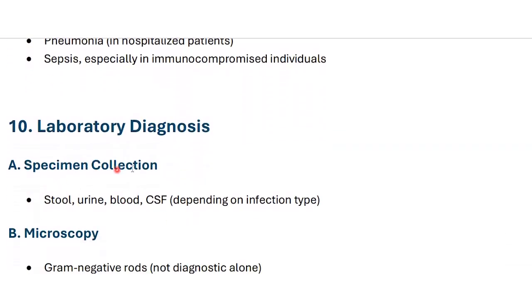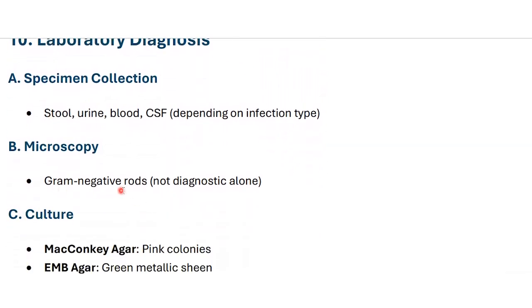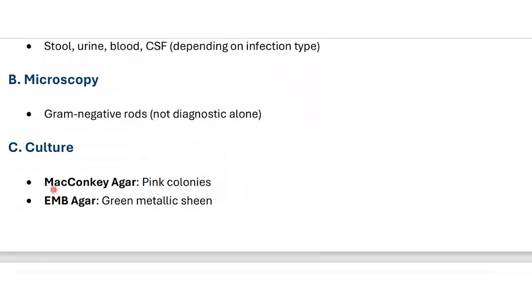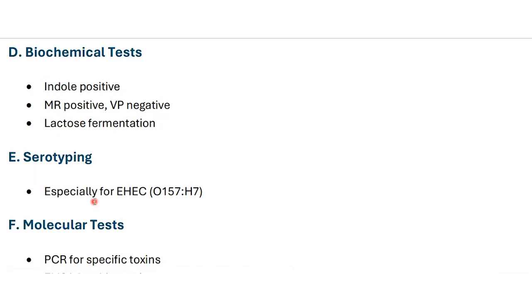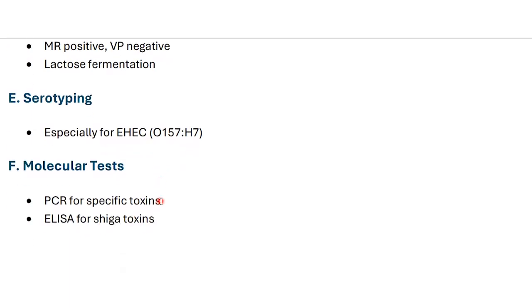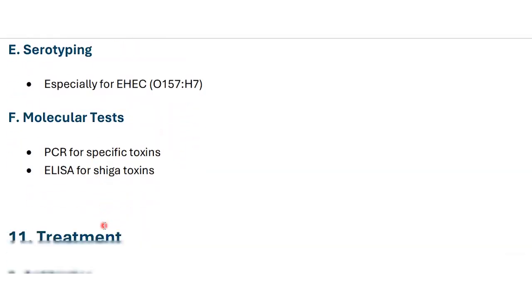Laboratory diagnosis: specimen collection of stool, urine, blood, or CSF, depending upon the type of infection. Microscopy shows gram-negative rods. On culture, on the MacConkey agar you will see pink colonies, and on the EMB agar you will see the green metallic sheen. Biochemical tests: indole positive, MR positive, VP negative, and lactose fermentation. Serology, especially for EHEC O157:H7. Molecular tests: PCR for Shiga toxin genes and ELISA for Shiga toxins.